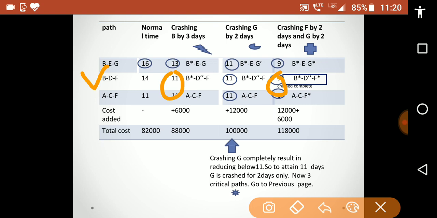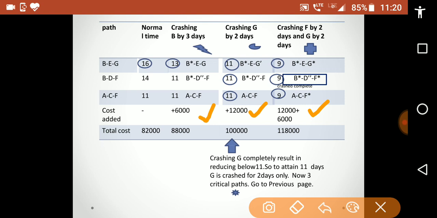Now consider the path ACF. Here we do not have to crash A, so its value is 11. We do not have to crash C, but F is crashed by 2 days, so the total time duration is 9 for ACF. So added cost is 6,000 plus 12,000, so total 12,000 plus 6,000 equal to 18,000.